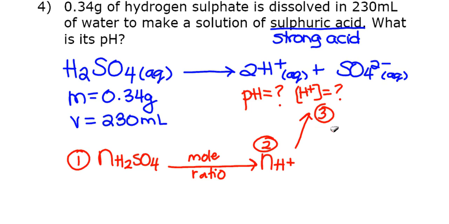And remember, to find that out, I can use my C is equal to N over V. And my volume I have is that number here. Once I do that, then I can go over here and find my pH. That's going to be step 4.